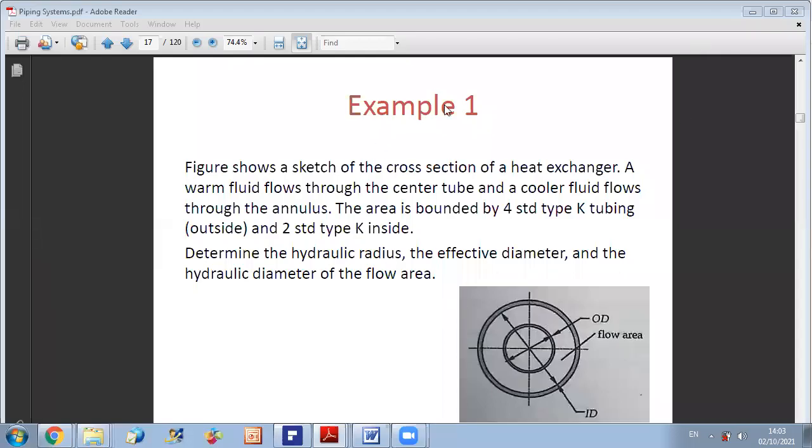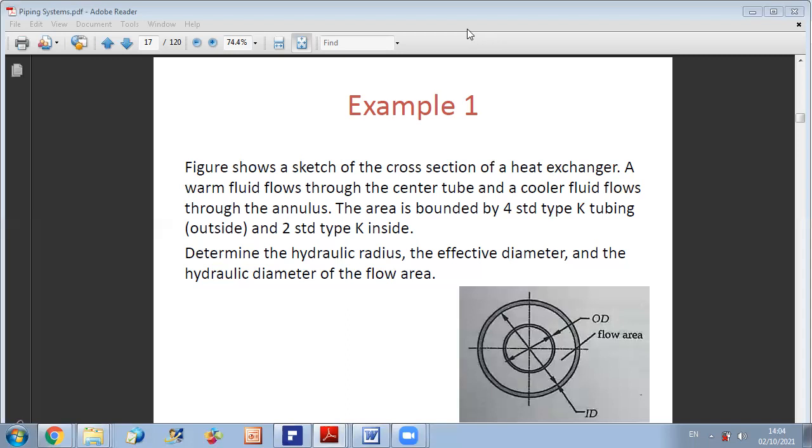Okay, so we were doing the following example. In the following figure, we have the sketch of the cross section of a heat exchanger. A warm fluid flows through the center tube and a cooler fluid flows through the annulus. The area is bounded by a 4 standard type K tubing from outside and 2 standard type K inside. Determine the hydraulic radius, the effective diameter, and the hydraulic diameter of the flow area.